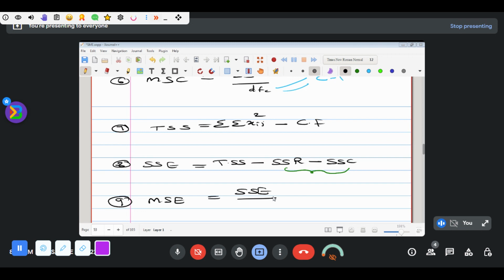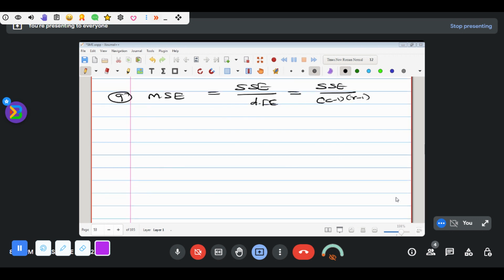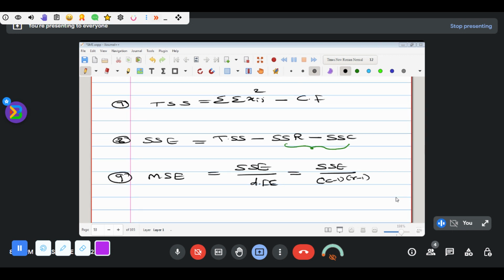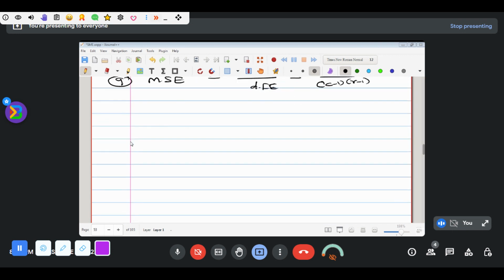Okay, the number of degrees of freedom is a very important one, the degrees of freedom of the error term. That is equal to SSE divided by C minus 1 into R minus 1, otherwise R minus 1 into C minus 1. This is the error term degrees of freedom. C minus 1 into R minus 1 and R minus 1 into C minus 1, both are the same formula only. Okay. So after these 9 calculations are completed, then you move to the ANOVA table.